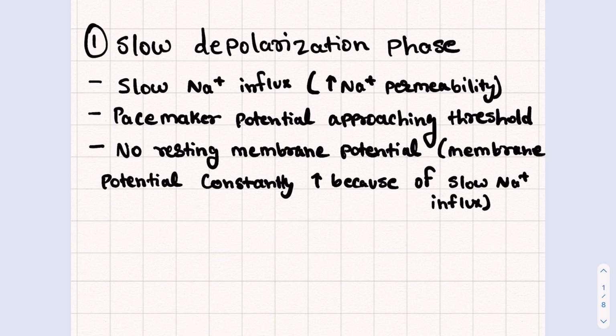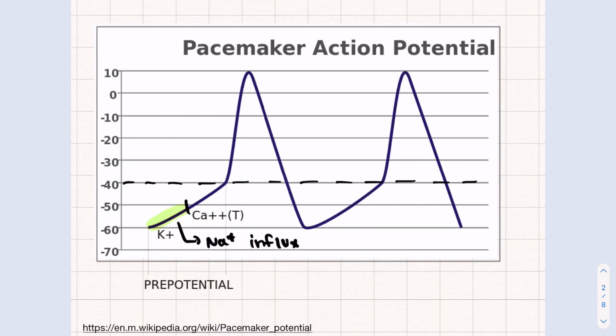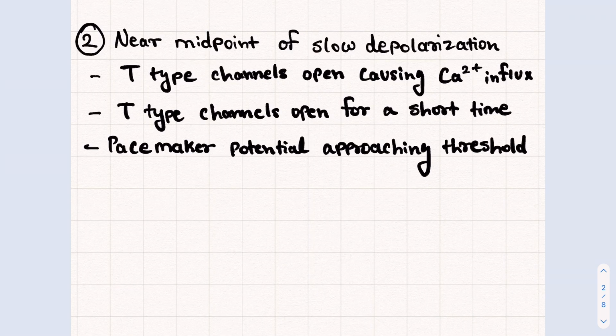Now let's look at the second event, which is near midpoint of slow depolarization phase of SA node. At this point, the T-type channels open, which causes calcium 2 plus influx. The T channels stay open for a short period of time, and the pacemaker potential continues rising towards the threshold. Coming back to the diagram, as we just said, at near midpoint of slow depolarization phase of SA node, we see calcium 2 plus influx, and this is because of T-type channels, and the pacemaker potential continues rising towards the threshold. Okay, so that's all for near midpoint of slow depolarization phase.